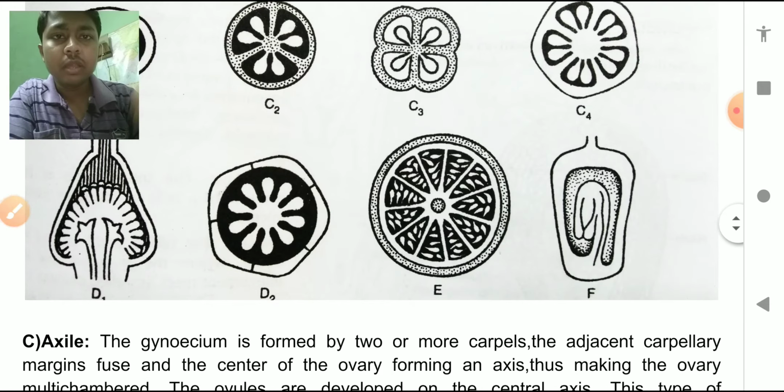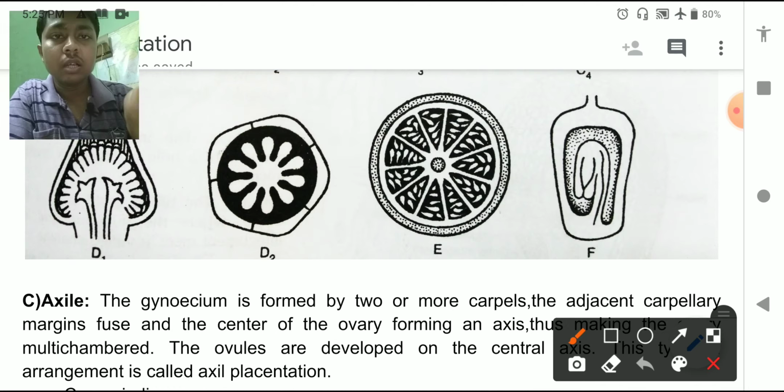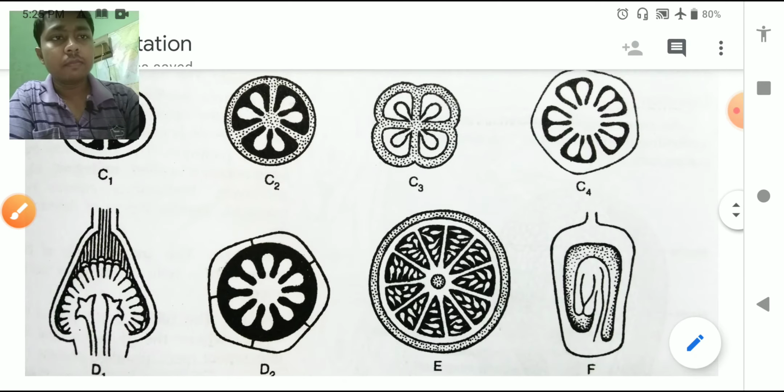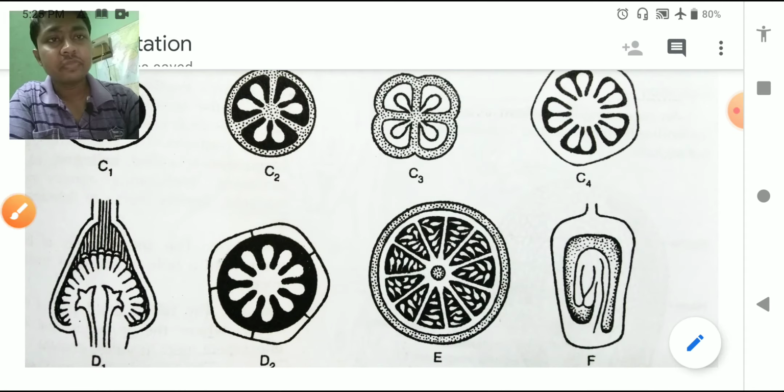This is D1 and D2. Here the ovules arise from the center, but there is no partition. So here no partition is present. If you compare it with the C type, there the partition is present, but in the case of D, no partition is present. I hope this is clear.